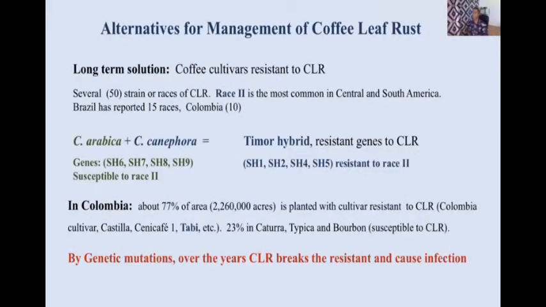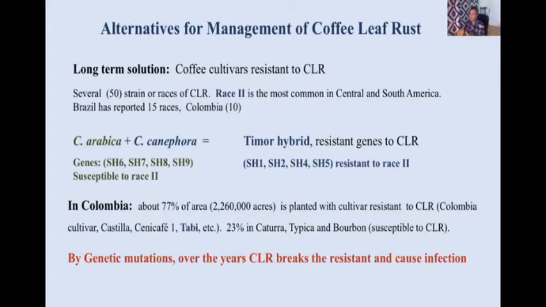Alternatives for managing the coffee leaf rust. We have two alternatives: a long-term solution and a short-term solution. Regarding the long-term solution, the point is we need to introduce, or create, coffee cultivars resistant to the disease. There are more than 50 races, and race number 2 is the most common in many places in South and Central America. And after it was reported, new races were reported as well.